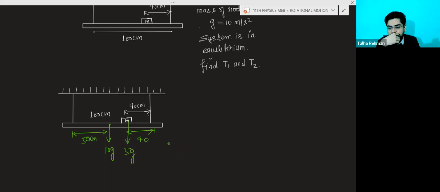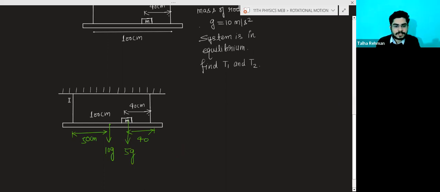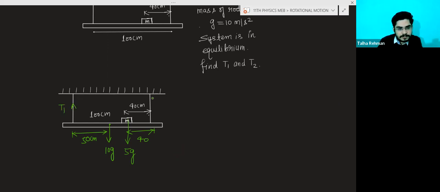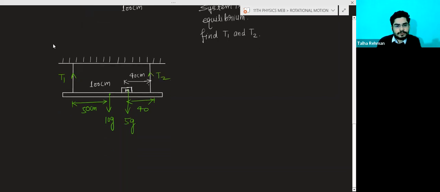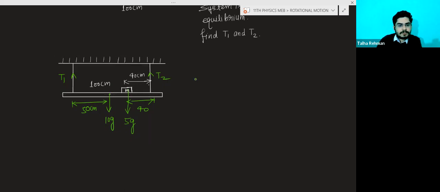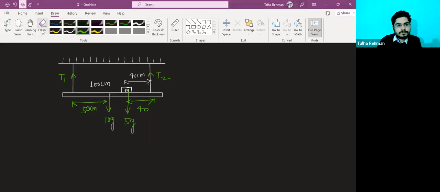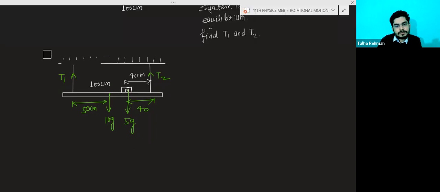Is there any other force on the rod? Just apply your mind. I can solve this question, but try to think: can there be any other force on the rod? There are the strings also. So on this rod, there will be tensions like this, T1 and T2. We can draw the free body diagram of this rod like this, removing all the unnecessary things.